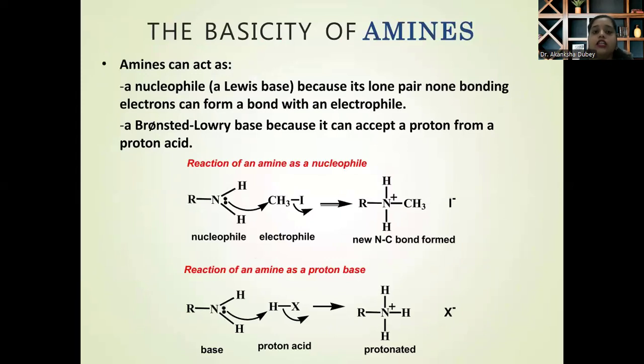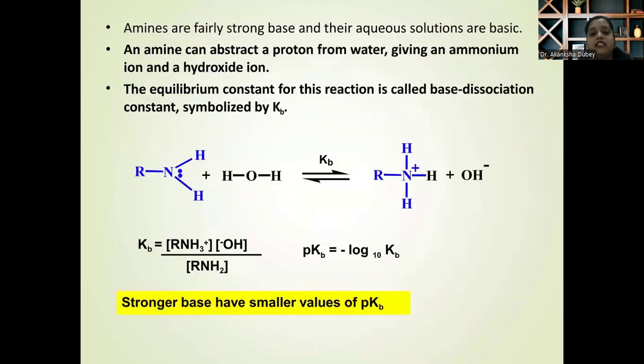Now, talking of basicity of amines, amines can act both as a nucleophile or Lewis base, or a Bronsted-Lowry base. If it acts as a nucleophile, it's because it has a lone pair of electrons, which can be easily donated to the electrophile and forms a carbocation. Whereas in case of a Bronsted-Lowry base, it will easily accept the proton from the proton acid. So here we can say that amines are fairly strong bases and their aqueous solutions are also basic. Amines can abstract a proton from water, giving ammonium ion and hydroxide ion.